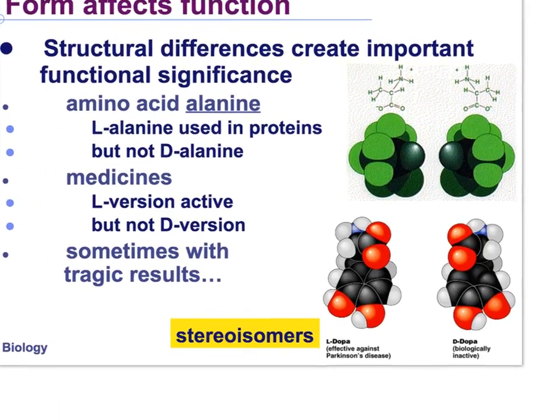So the example you have here is L-DOPA is effective against Parkinson's disease, whereas D-DOPA doesn't do anything. So if I gave you a medication, like a non-superimposable mirror image, they're just mirror images. Non-superimposable mirror images.